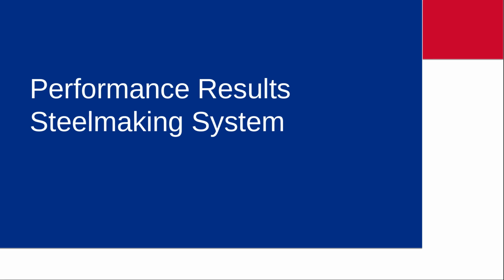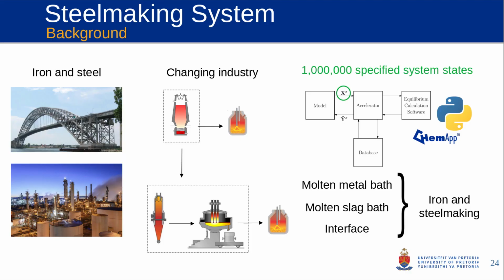The second industry-relevant system that we tested our accelerator algorithm against was a steelmaking system. Because it's important to us to understand the iron steelmaking system, it would be beneficial to us to be able to include thermochemistry into our multiphysics models. That will allow us to better understand and answer the questions regarding the changes that are being made to the industry. 1 million specified system states were generated in the temperature and compositional ranges associated with molten metal and slag baths, as well as the interface between them for both the iron making and steel making components of this process.